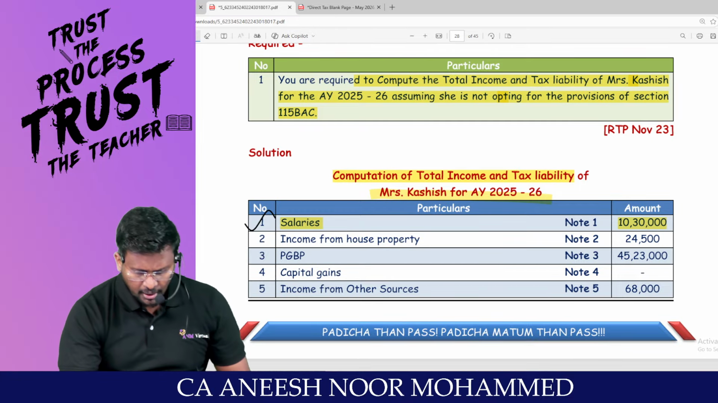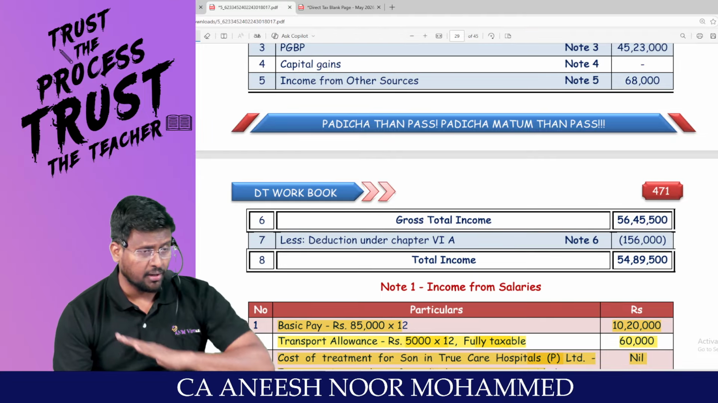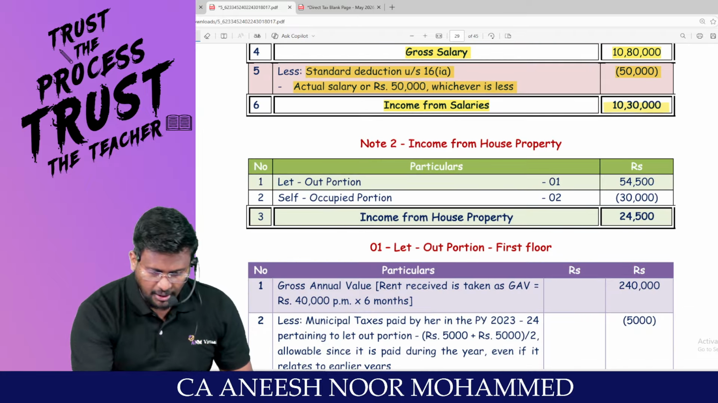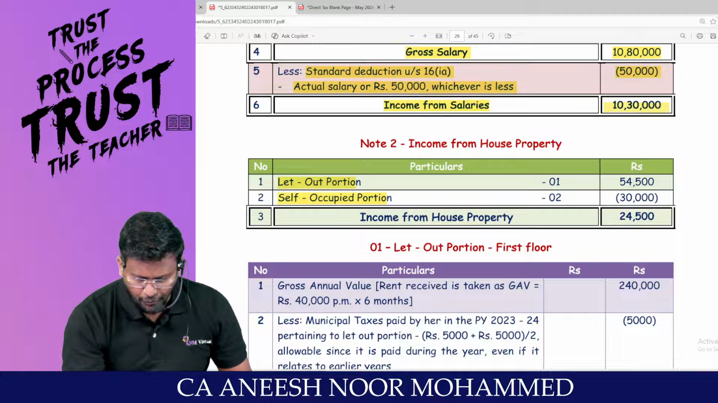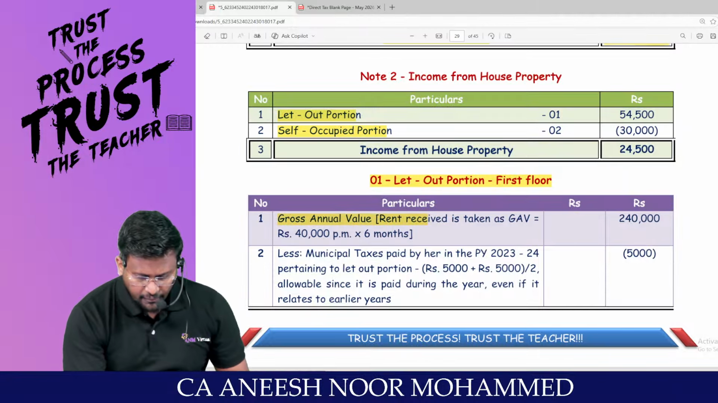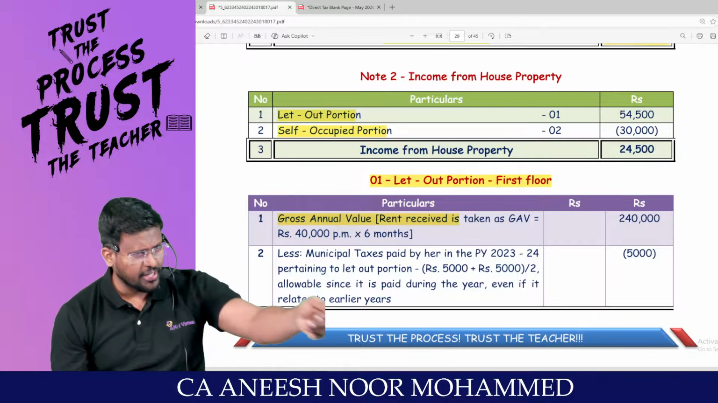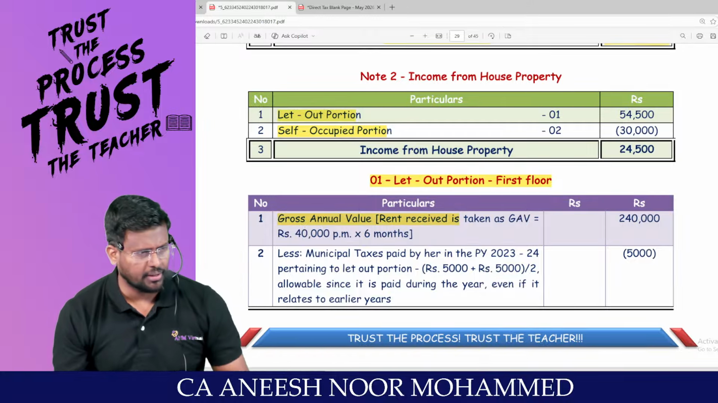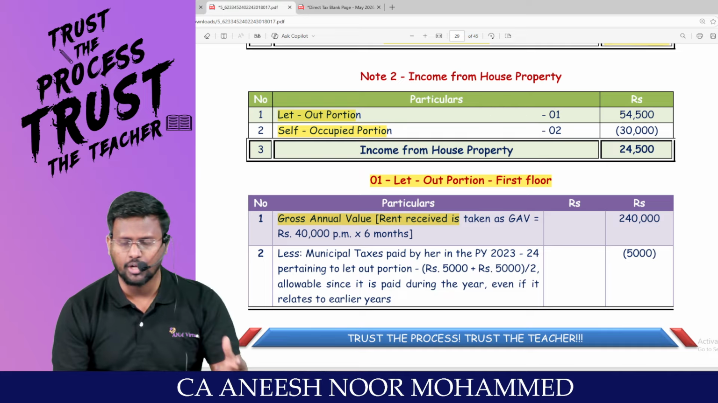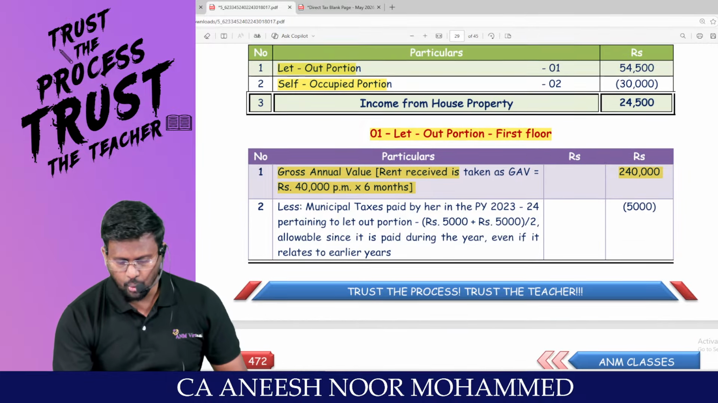Coming to income from house property, two parts of the house are there, ground floor and the first floor. Am I right? So income from house property, let out portion and the self-occupied portion. First, I am going to calculate the let out portion, first floor. GAV, how much is the monthly rent? 40,000. Generally students will do 40,000 into 12, 4,80,000. But after reconstruction only it has been let out. That is a very important point in this question. So 40,000 into 6 comes to 2,40,000.